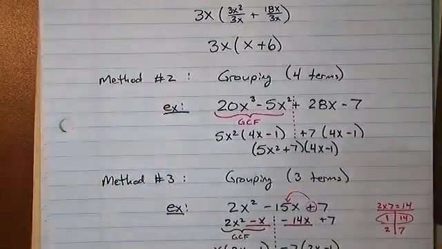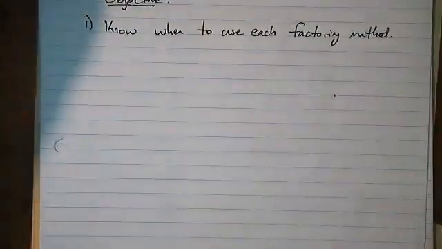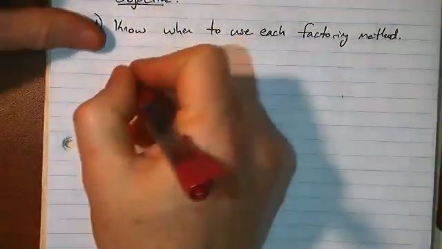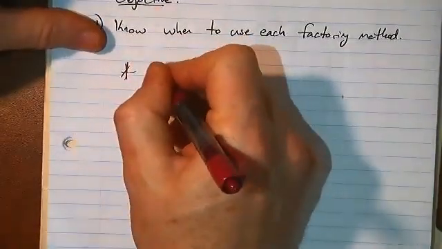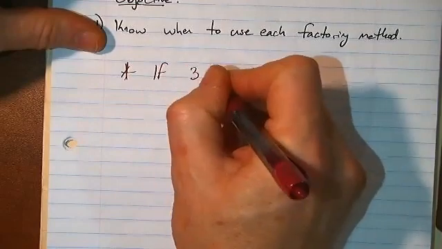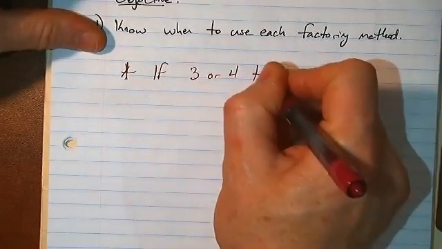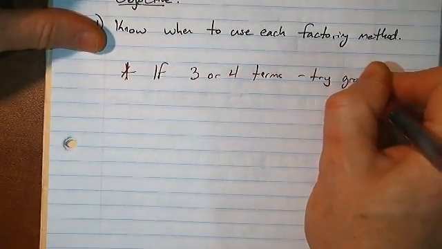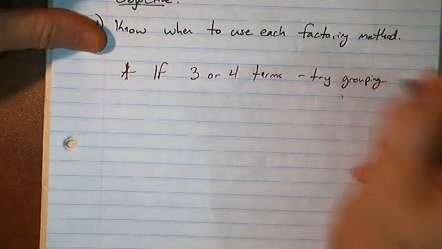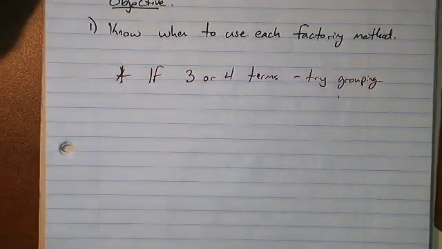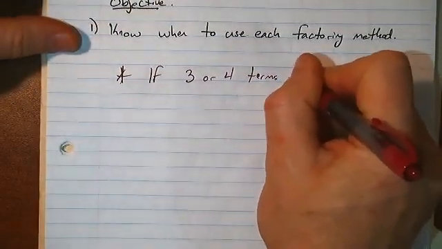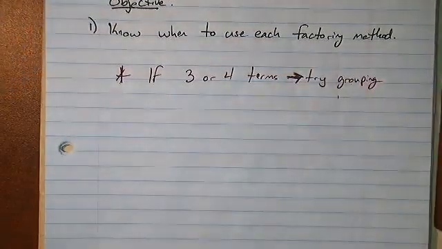So what I'm going to say, as far as knowing methods: if it has 3 or 4 terms, try grouping. At this point in our class right now, that's going to be your safest bet. If it has 3 or 4 terms, we're going to try grouping.